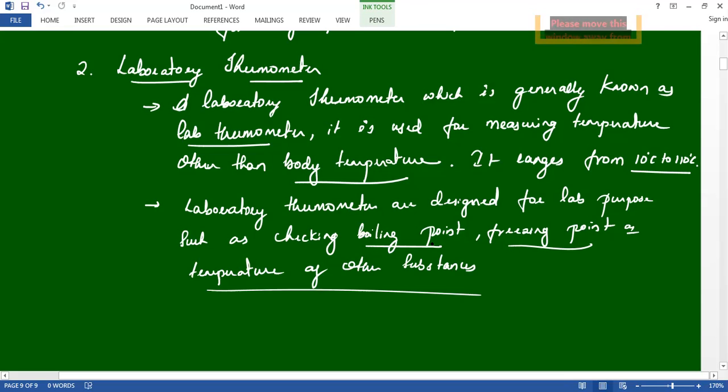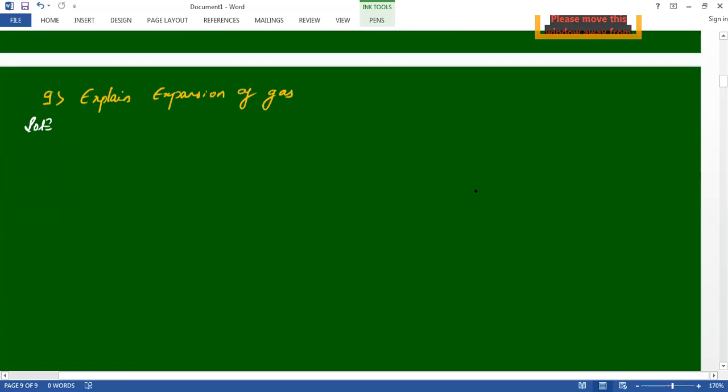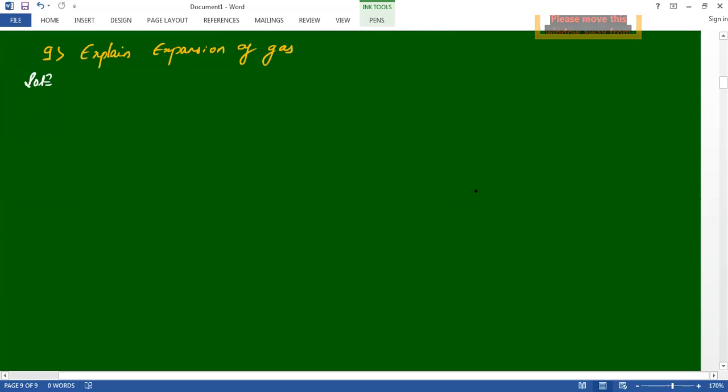Let us move on to the next question, that is question number 9, explain the expansion of gases. So let us discuss this question. When dealing with the expansion of gases, it is important to be aware that both temperature and pressure determine the change in volume of a substance. Before that, we'll learn the meaning of the keywords: volume, pressure, temperature, and number of moles.